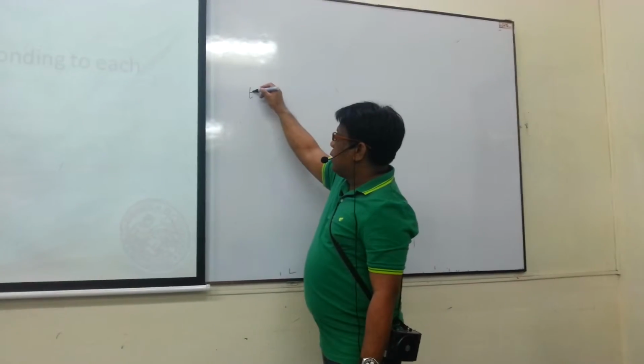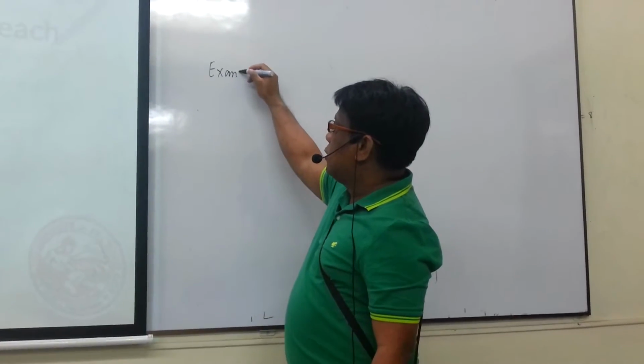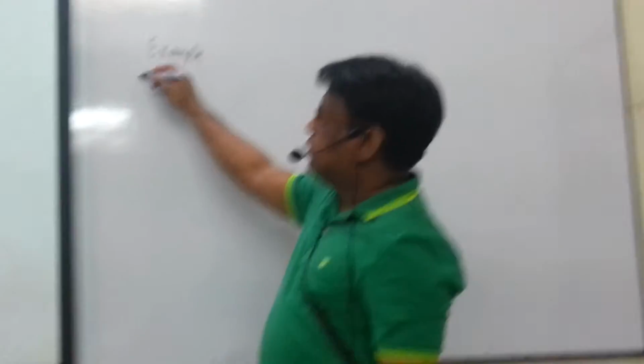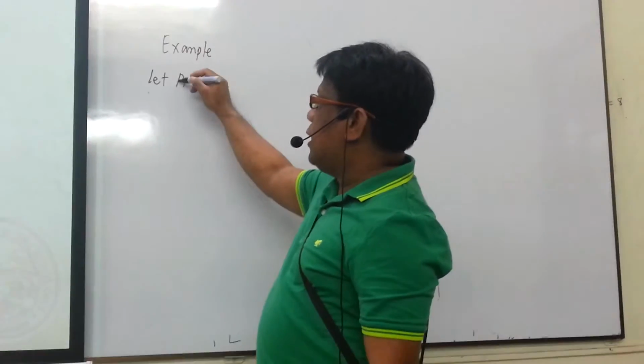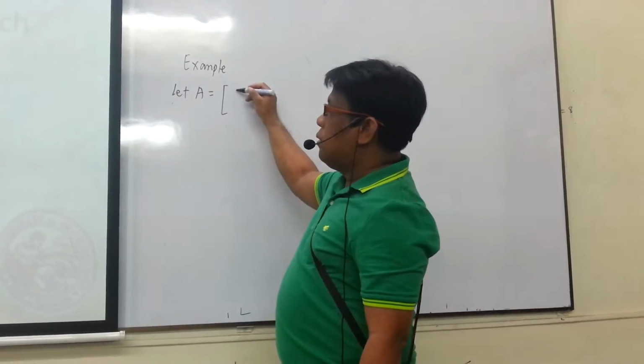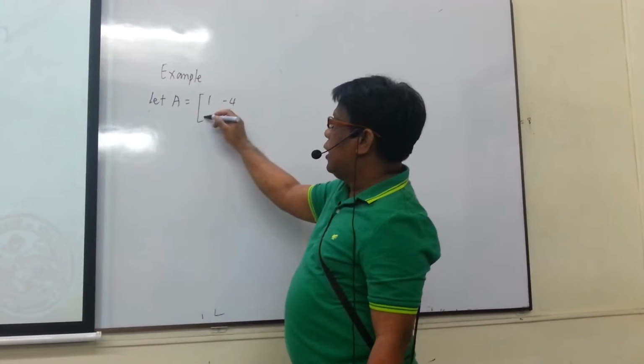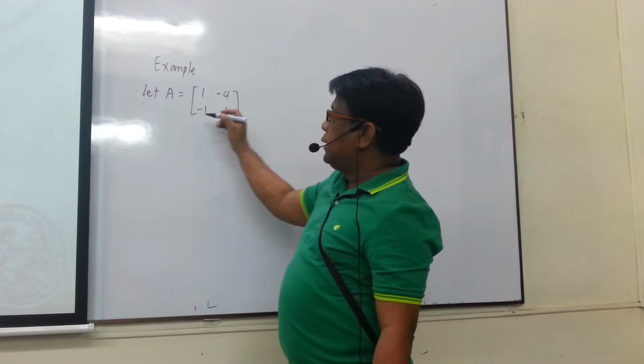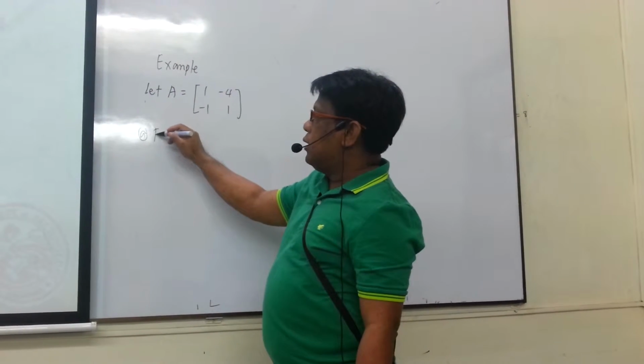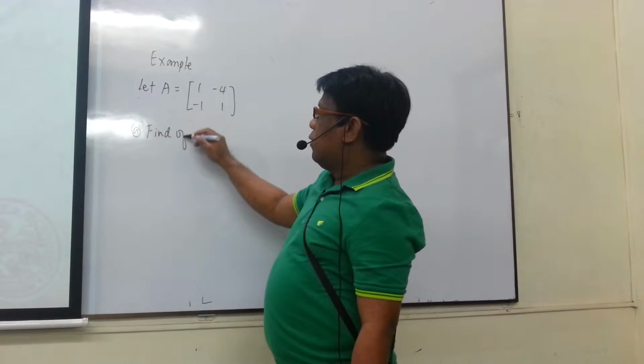So we have another example here. Let matrix A equal the components 1, negative 4, negative 1, 1. Okay? So we're going to find the eigenvalues of A.